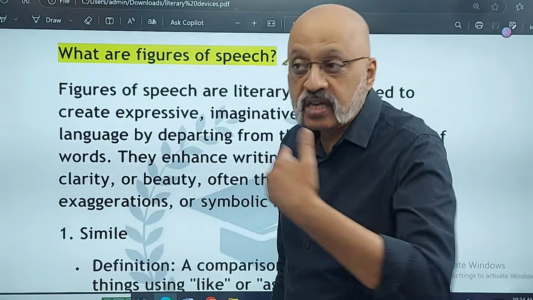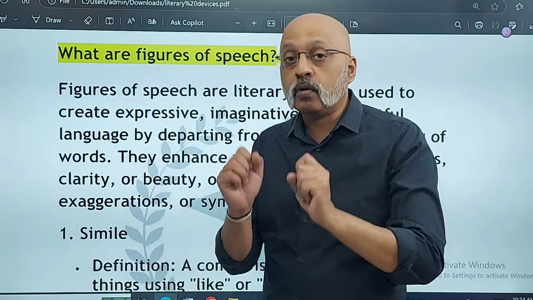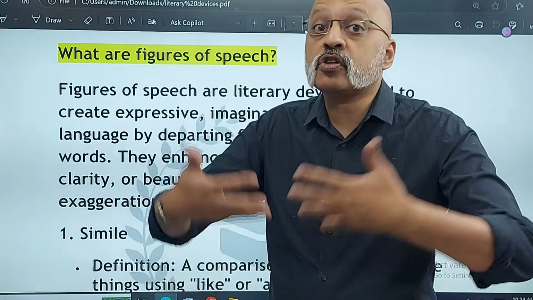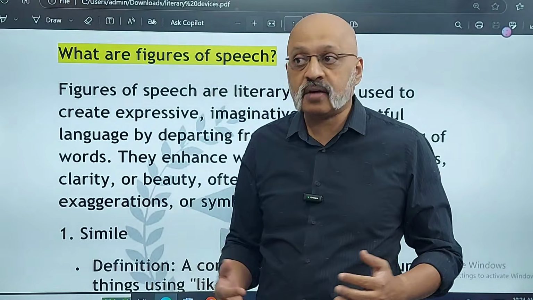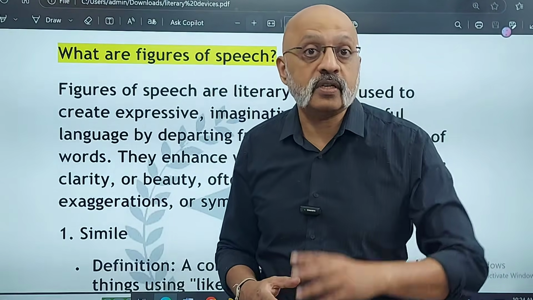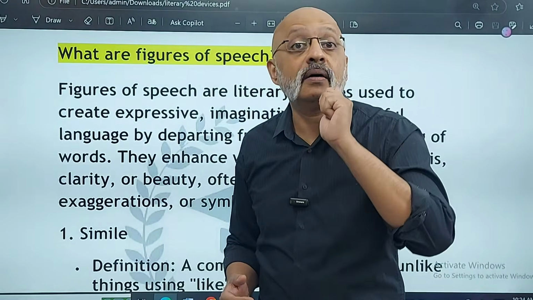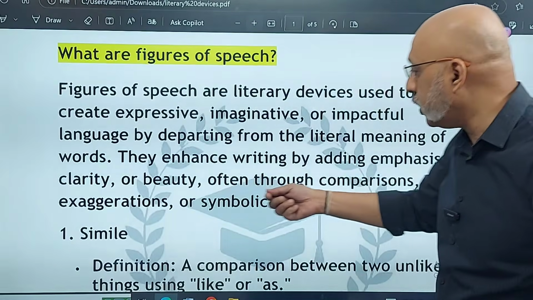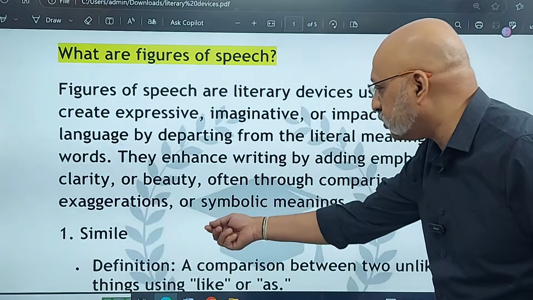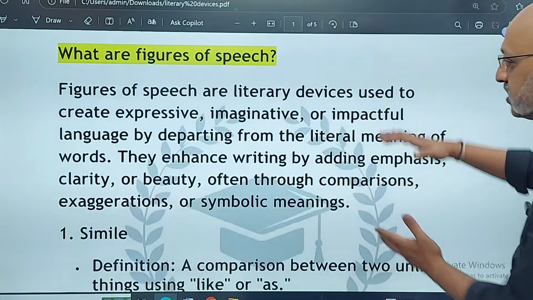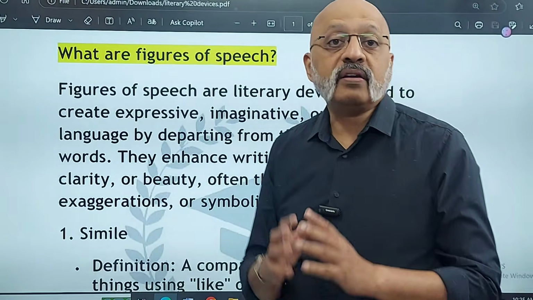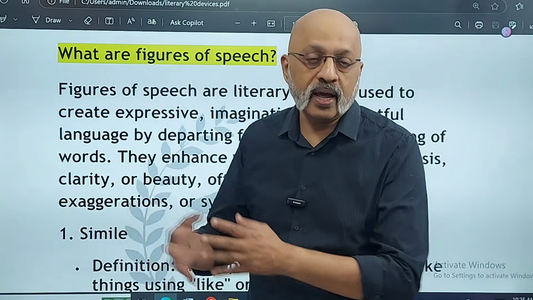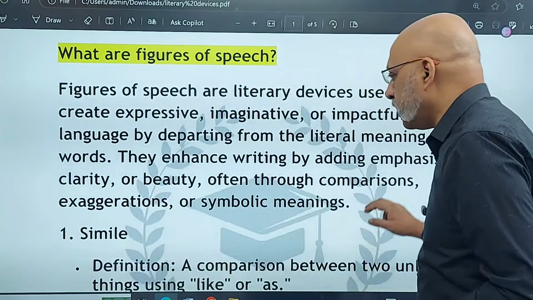So, he's a very tall person. Now, tall could mean tall as in the height. Tall could also mean in terms of stature, the kind of work that he has done. He's indeed a very tall person. So that would be using it as a metaphor. They enhance writing by adding emphasis, clarity, or beauty, often through comparisons, exaggerations, or symbolic meaning. So this is essentially the reason why different figures of speech are used in a particular poem, a play, or any creation of prose. So the first one is simile.